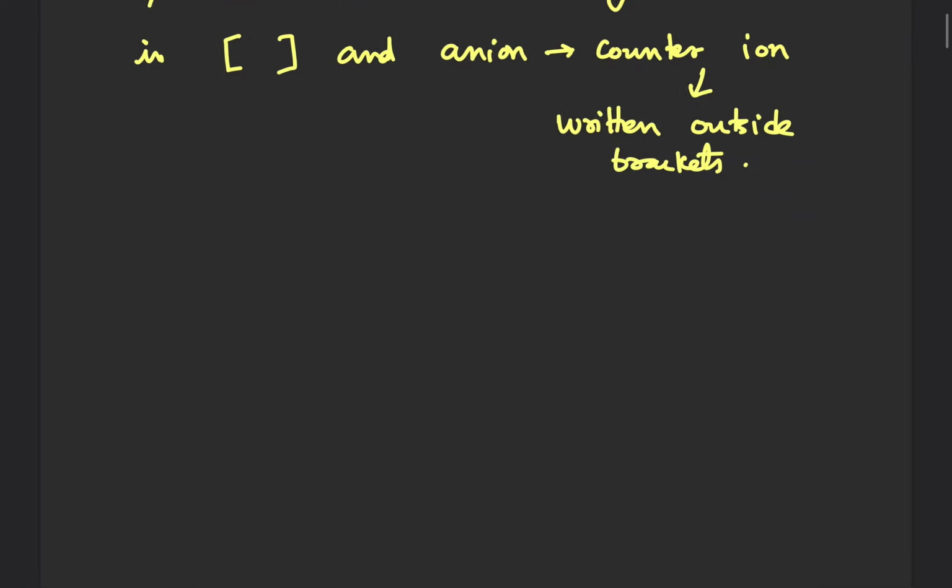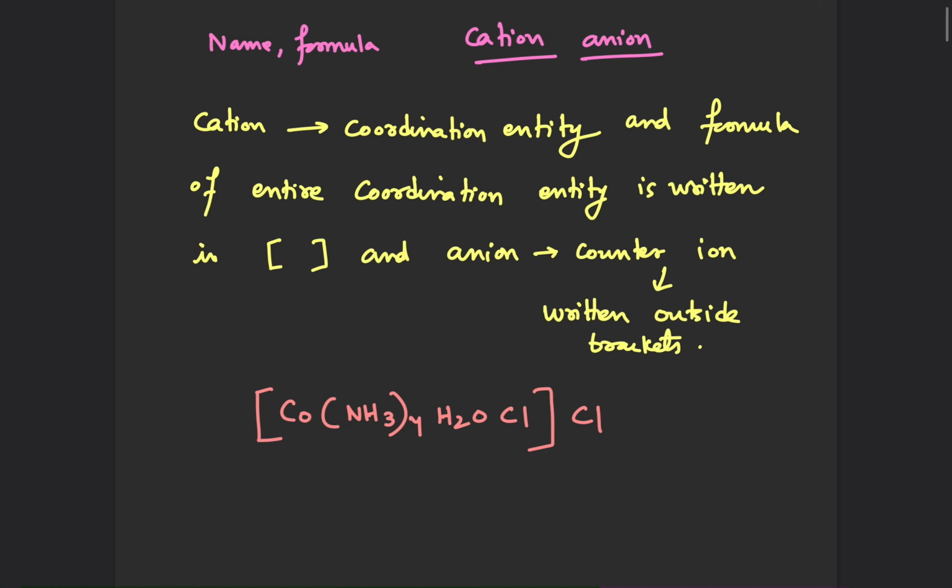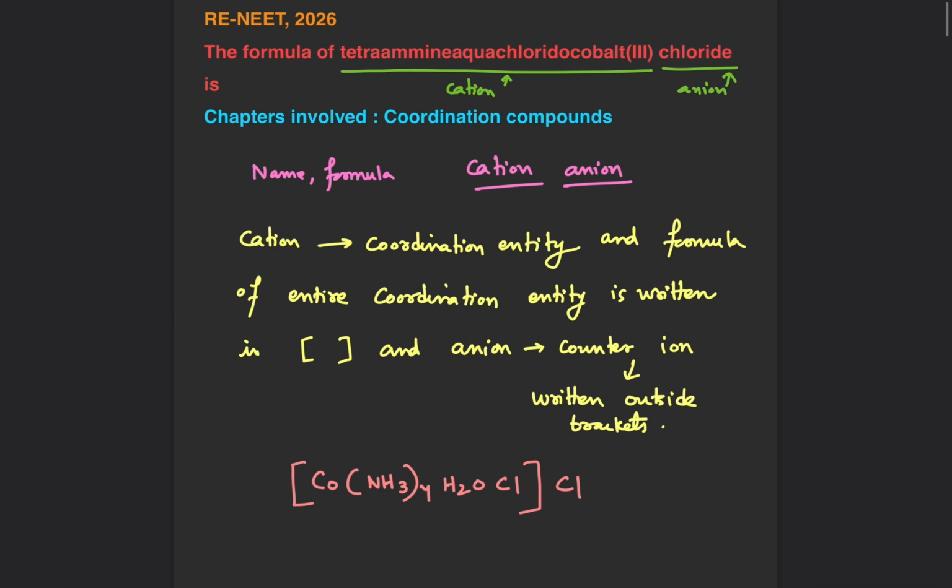Okay, so roughly the formula will look something like this: Co(NH3)4, because they have mentioned tetraamine, H2O, Cl, and 1 Cl outside. Okay, so the cation is my coordination entity, that's why these are inside the square brackets, and the anion, that is chloride, is my counter ion, that's why it is present outside the square bracket.